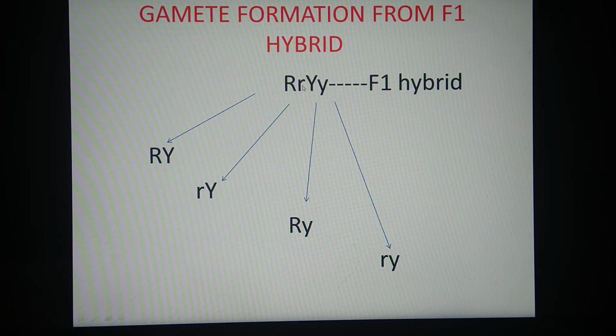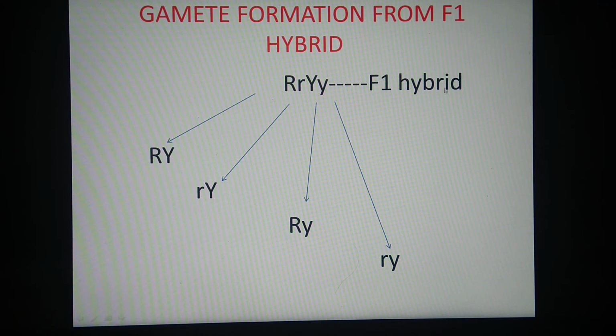Then we are going to start with the second letter, that is small r, the second gene. So small r will combine with this capital Y, this is the third gamete, and this small r combined with this small y is the fourth type of gamete. So in case of the dihybrid condition, the F1 generation shows the dihybrid condition and forms four types of gametes.